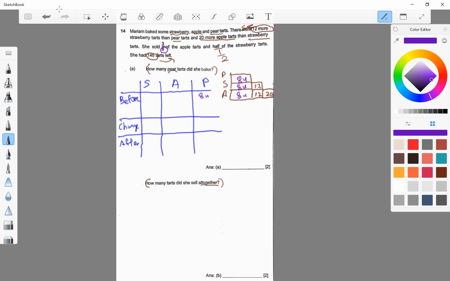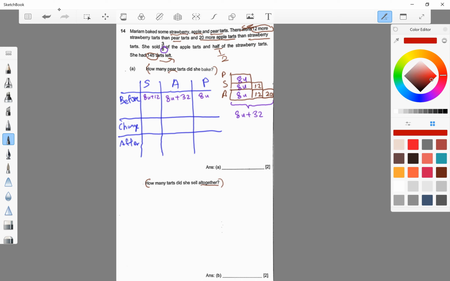And naturally my strawberry must be 8 units plus 12. And my apple has got to be 8 units plus 32. So you are wondering why 32? Because 12 plus 20 is 32. So the total apple tarts has got to be 8 units plus 32. So let us go into the question proper. She sold 3 out of 8 of the apple tarts.